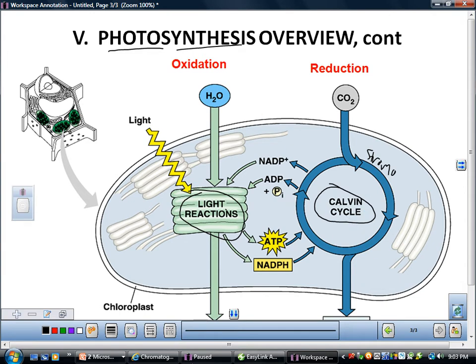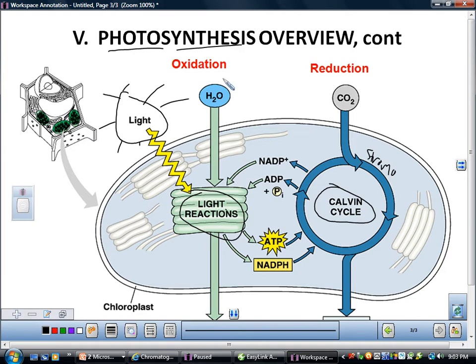So the light reactions over here, just looking at this part, is where solar energy, okay, so here's your big sun. Don't laugh at my drawing. Okay, so solar energy is going to be converted into chemical energy.